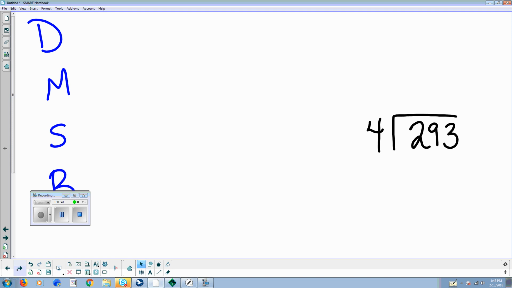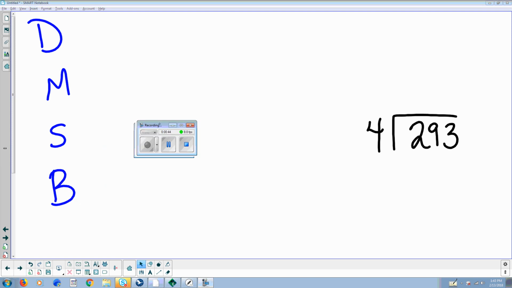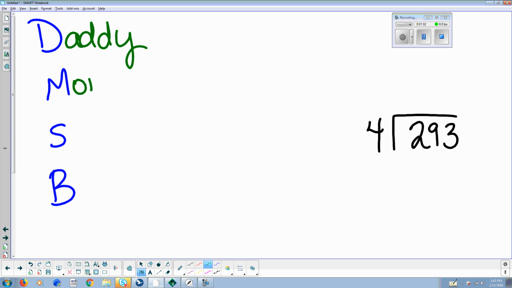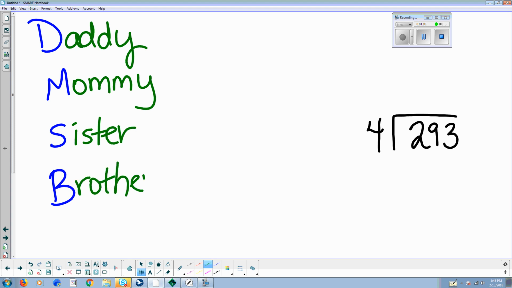So here we go. The first thing we need to understand is what is the division algorithm. And I've written DMSB because this is the division algorithm. In elementary school, if I taught elementary school, I would teach my students daddy, mommy, sister, brother. This is the division algorithm, and it goes in a cycle.